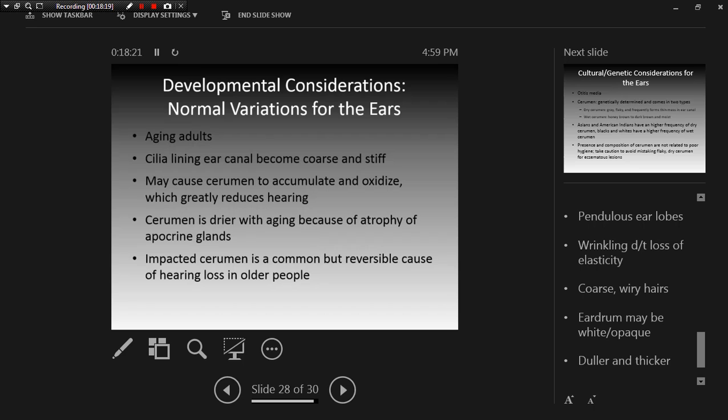Sometimes we start to see coarse, wiry hairs growing out of the patient's ears. Due to the loss of elasticity in the tissues, these patients will have a lot more wrinkling, and their earlobes become a little more pendulous and droop down.